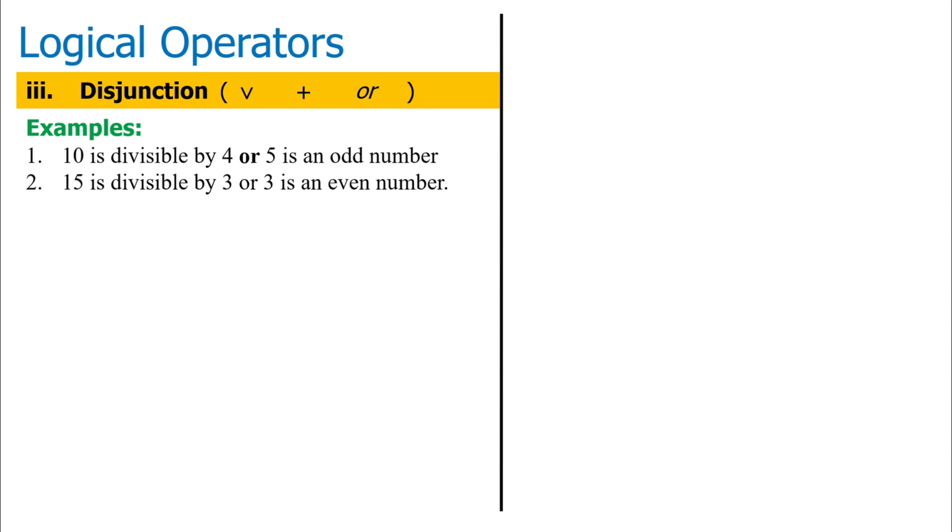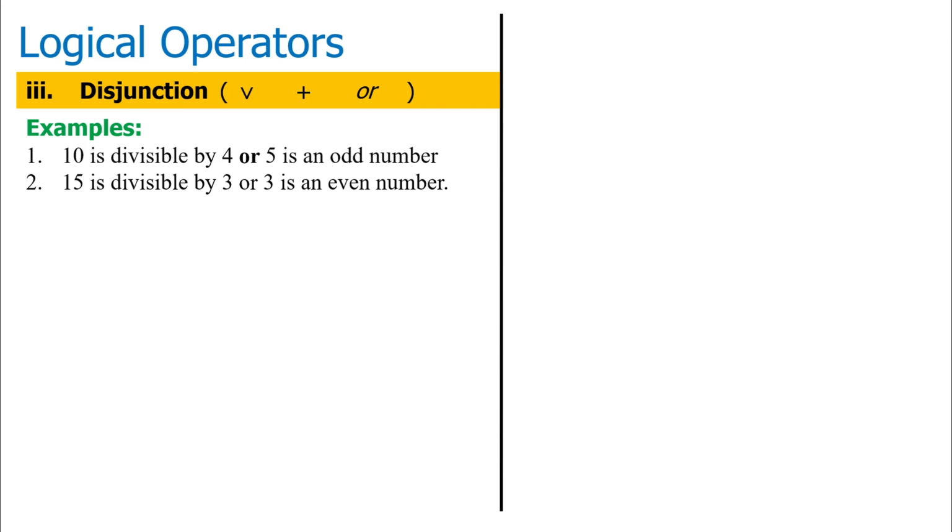15 is divisible by 3, or 3 is an even number. This statement also contains two different propositions. First one is 15 is divisible by 3, and the second one is 3 is an even number. And these two different propositions are combined by using the disjunctive operator OR.